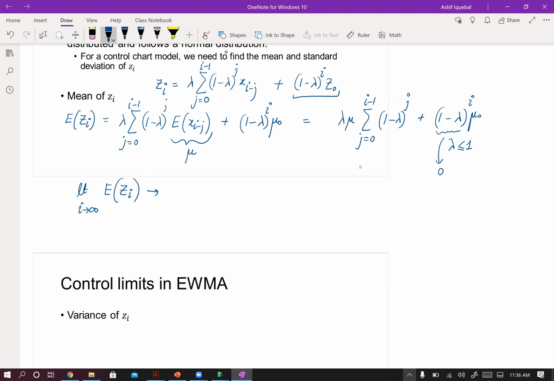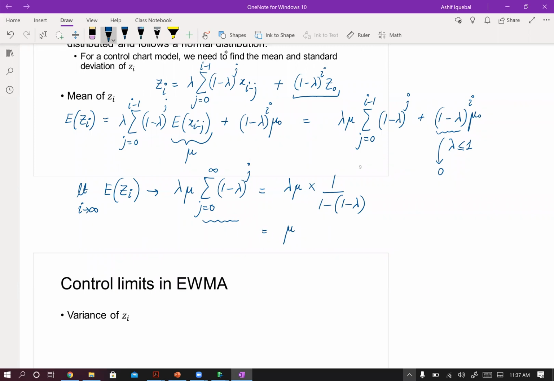This term will go to 0, and we then only have left lambda times mu times the summation of j equals 0 to infinity of (1 minus lambda) to the power j. I'll plug infinity in for i here. This is nothing but an infinite geometric series, right? So if you sum an infinite geometric series, you will get lambda times mu multiplied by 1 over (1 minus (1 minus lambda)). That's the sum of a geometric series, right? Now, if you calculate this, you will just get mu as the expectation of Zi, right? So as i goes to infinity, the expected value of Zi is nothing but mu, okay?